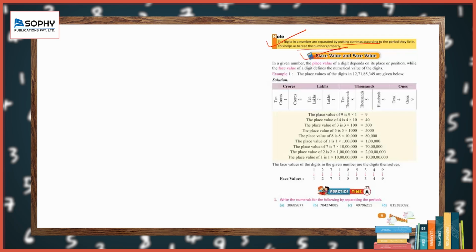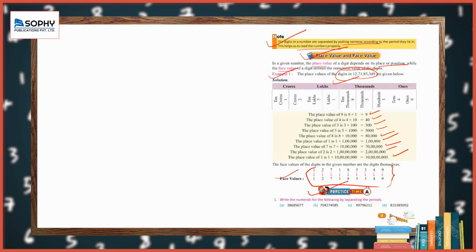Now let's look at the place value and the face value. Place value of a digit depends on its place and position, while face value of a digit defines the numerical value of the digit. For example, students, the place value of the digits. Here the place value of 9 is 9, 4 is 40, 3 is 300, 5,000, 80,000, 1 lakh, 70 lakh, 2 crores and 10 crores. And the face value is exactly the digit itself, students.